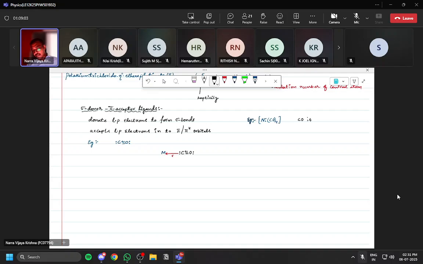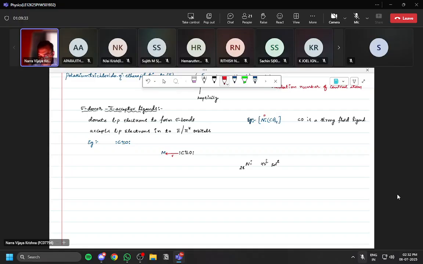CO is a strong field ligand. That field strength, everything we will discuss later. Carbon monoxide is a strong field ligand. Right? Now, what is nickel? Nickel configuration, sir? 4s2, 3d8. What is the oxidation state of nickel here? 0. Carbon monoxide is a neutral ligand. Right? Nickel is in 0 state.